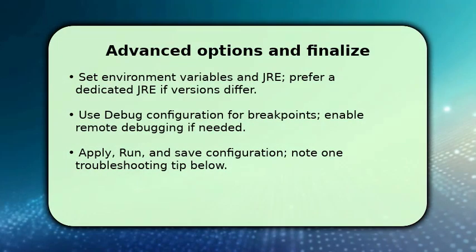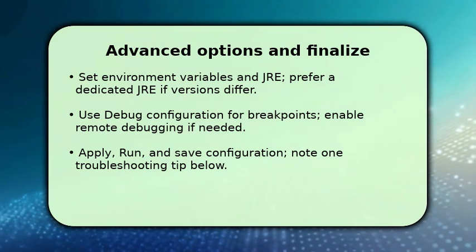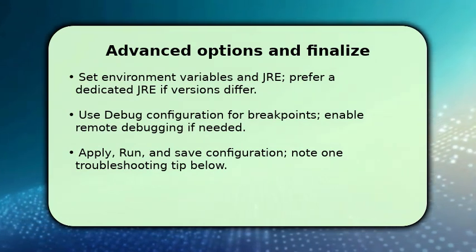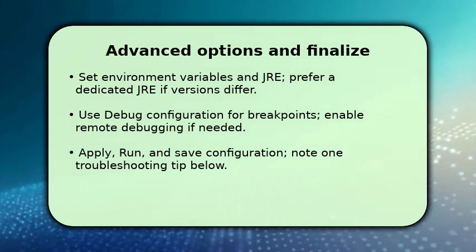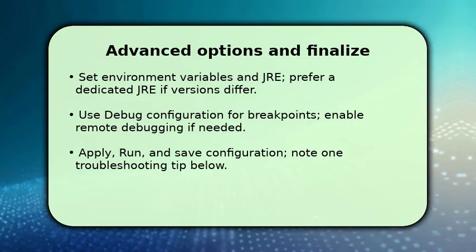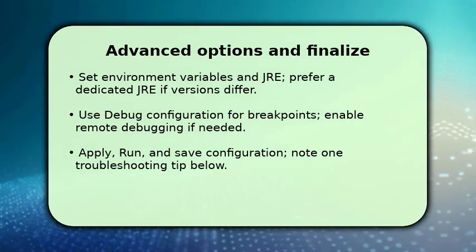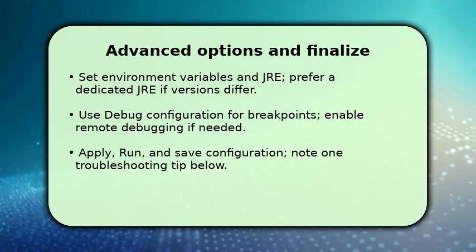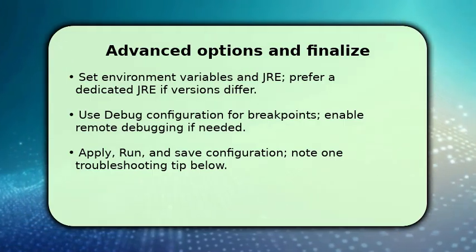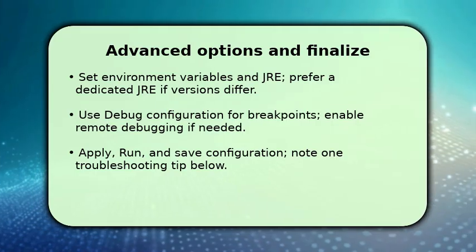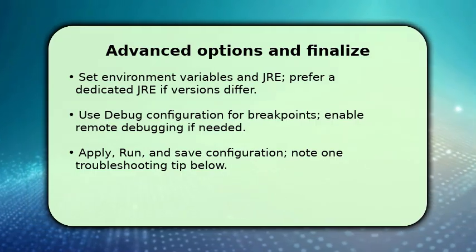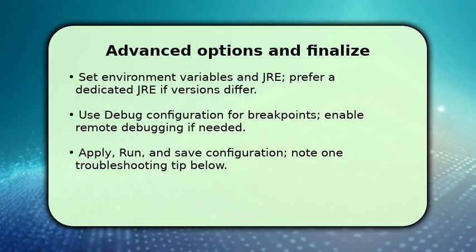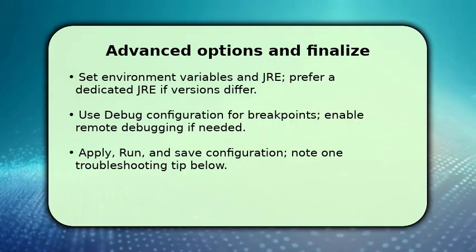You finish by checking advanced options. Set environment variables and choose the correct JRE under the JRE tab. Mismatched Java versions cause runtime failures. If debugging, switch to debug and ensure breakpoints are active and sources match compiled code. For remote debugging, confirm host and port. Click Apply, then Run or Debug to start, and save the configuration for reuse.